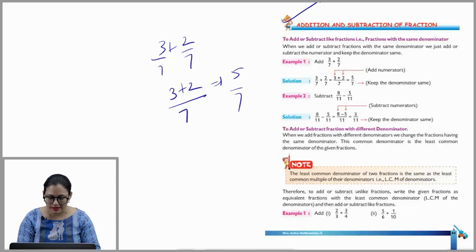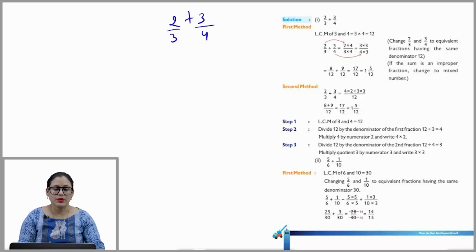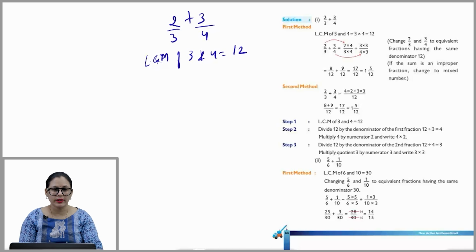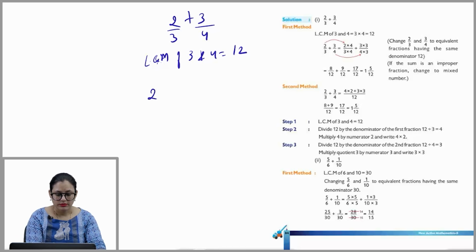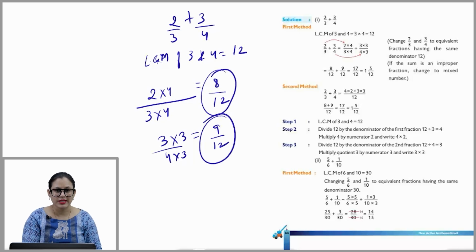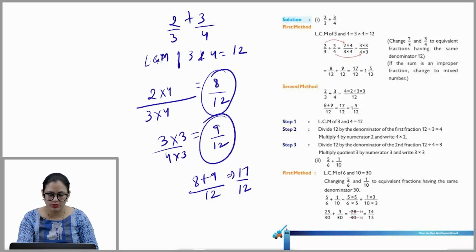For example, these are unlike fractions and we have to add them. Let's do it. We have 2 by 3 plus 3 by 4. Denominators are not the same, so we'll take the LCM of 3 and 4, which is 12. Now you will make the denominator 12: 8 by 12. And here you will multiply by 3: 9 by 12. Now they have become like fractions, so you can add them easily. We will add numerators only: 8 plus 9 upon 12. So 17 by 12 is the answer, or you can also write it as a mixed number.